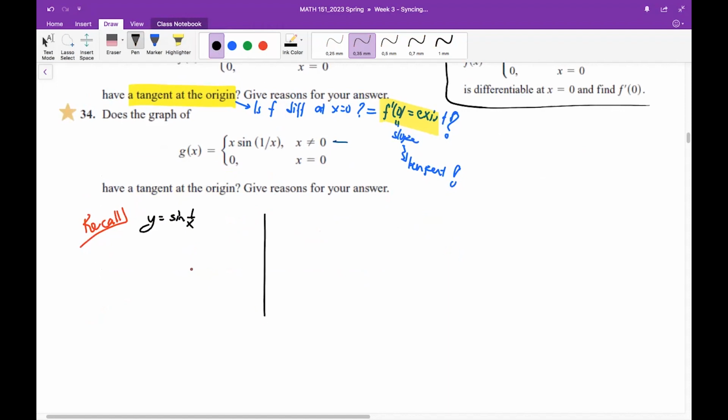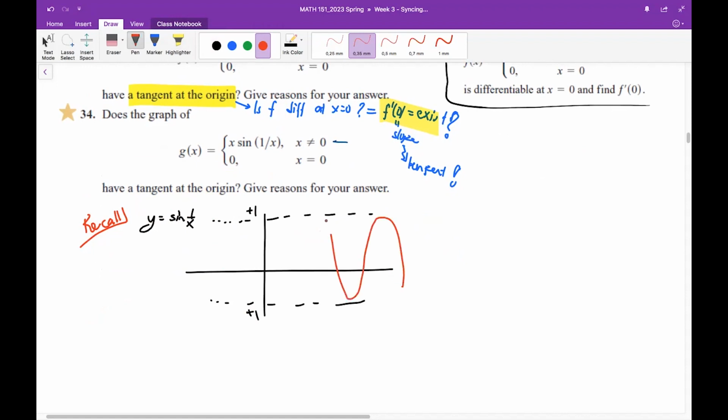Do you remember how to graph this function? Since it is a sine function, obviously it will take values between plus and minus 1. I think from the lecture video, you remember that this is an oscillating function, but it behaves like crazy around the origin. Around the origin, it has very wild oscillation. When it gets close to the origin, it starts to have very wild oscillations. That's why this is a very famous function.